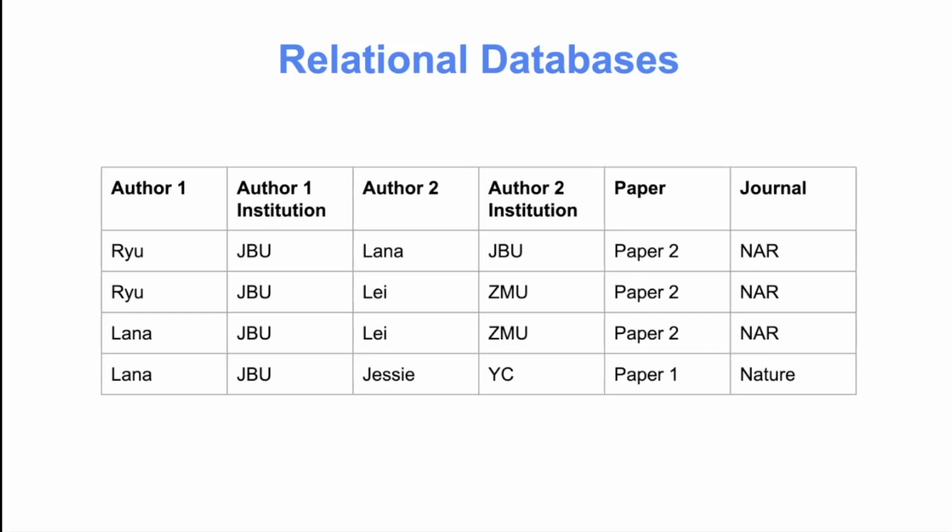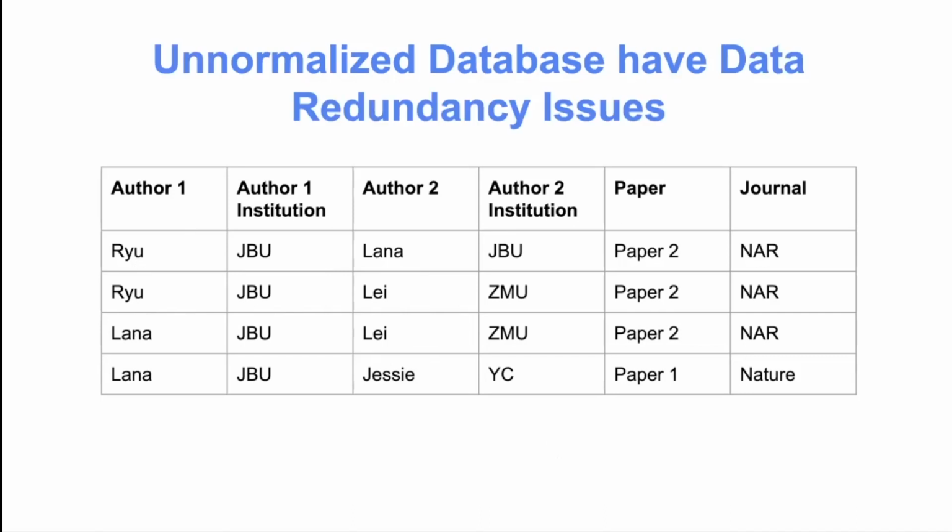The problem with this is that you can see already here that there is some redundancy with the data. We know that he's associated with JBU, but it's actually repeated here. So there are several redundant pieces of information, and that can pose an issue. This is what they call in computer science an unnormalized database, wherein there's a redundancy issue.